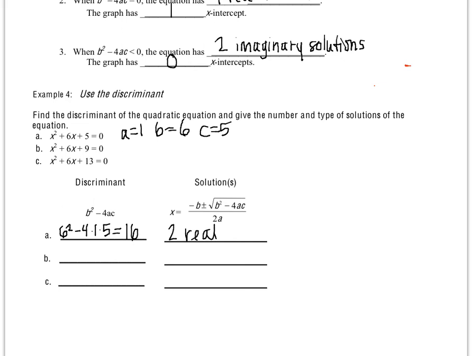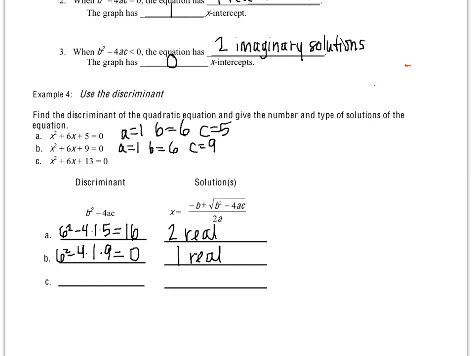The next one, for B, well, a equals 1, b equals 6, and c equals 9. So b squared would be 6 squared minus 4 times a times c, which is 9. So that's 36, 6 squared is 36, minus 4 times 1 times 9. Well, that's 36. 36 minus 36 is 0. So that tells us there is 1 real solution.